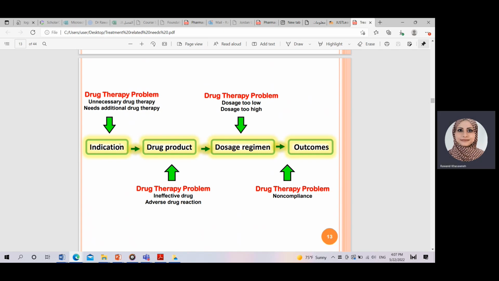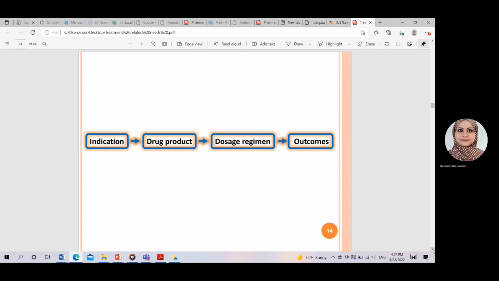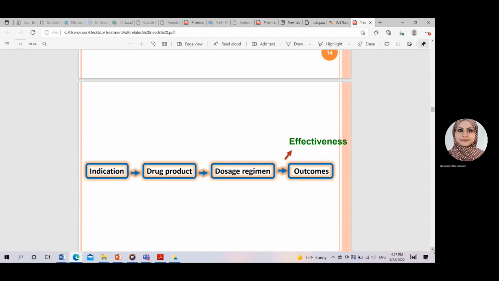So as you can notice, all of these drug therapy problems can be related to the patient or to the different components of the pharmacotherapy workup. They can be related to the indication, to the drug product, to the dosage regimen, or to the outcomes through non-compliance or non-adherence by the patient. The basic structure of pharmacotherapy workup also serves the practitioner to evaluate the effectiveness and the safety of the used drug therapy. This structure applies to all patients with any disease taking any drug therapy.